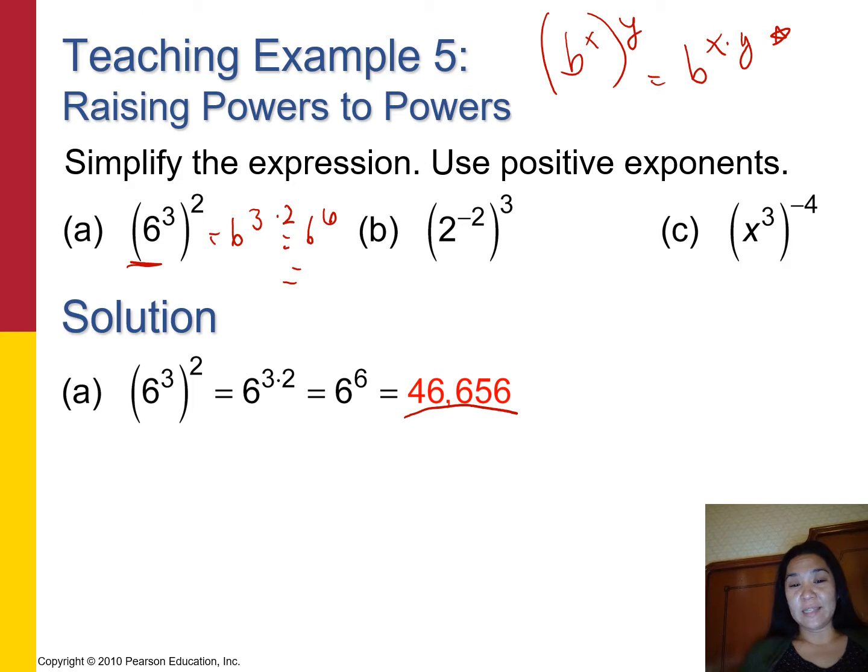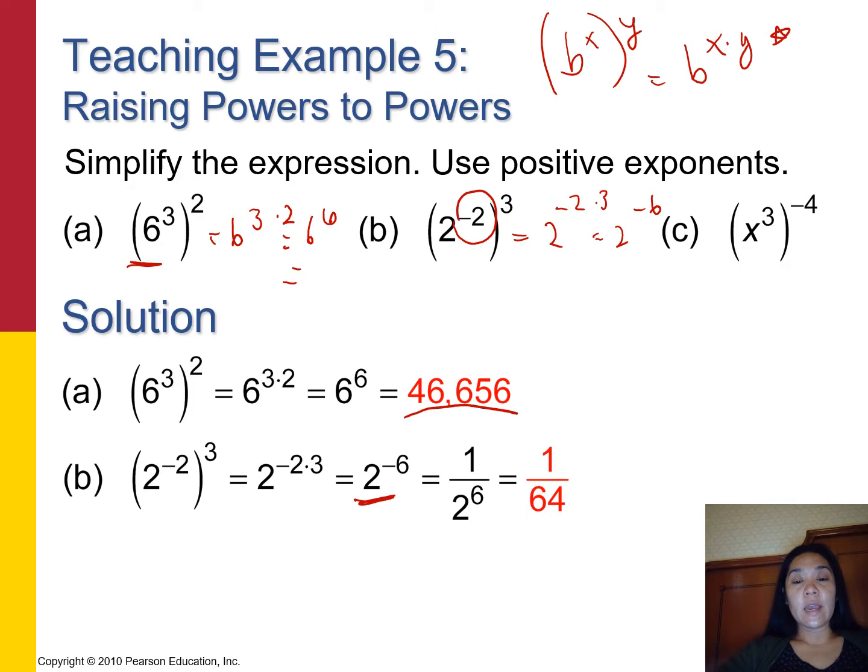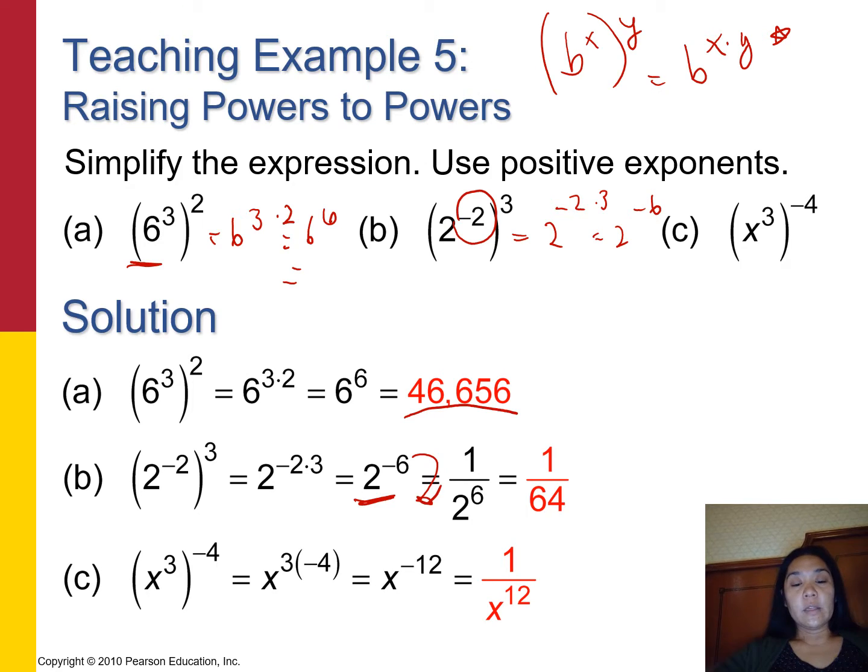46,656. Now notice this is negative, and those rules still apply. A negative times a positive is, yes, a negative. And so this is 2 to the negative 2 times 3, which is 2 to the negative 6, which is right here. And again, you can get rid of that negative exponent, and it's 1 over 64. This last one is x to the 3 times minus 4. Notice your exponent is negative, but this is as simple as it goes. Take the reciprocal of it, 1 over x to the 12th power.